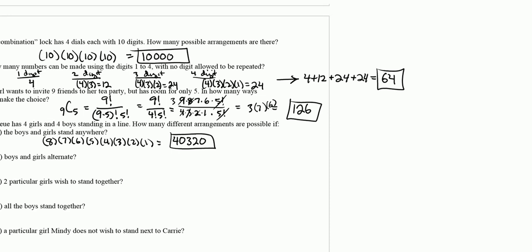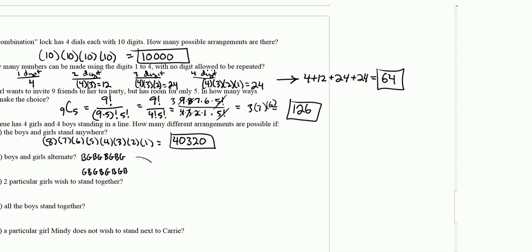Second, part B, we want boys and girls to alternate. Well, there's an equal number of boys and girls, so there are 2 cases. The first case can start with a boy, so you can go boy, girl, boy, girl, boy, girl, boy, girl. And the second case can start with a girl. Girl, boy, girl, boy, girl, boy, girl, boy.